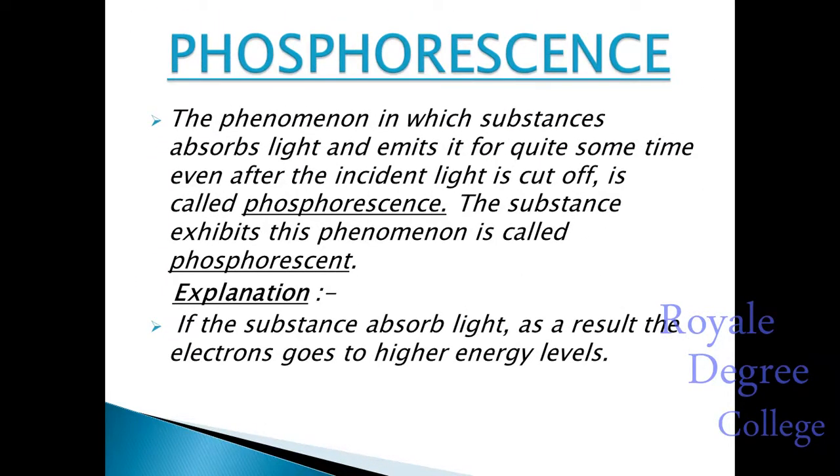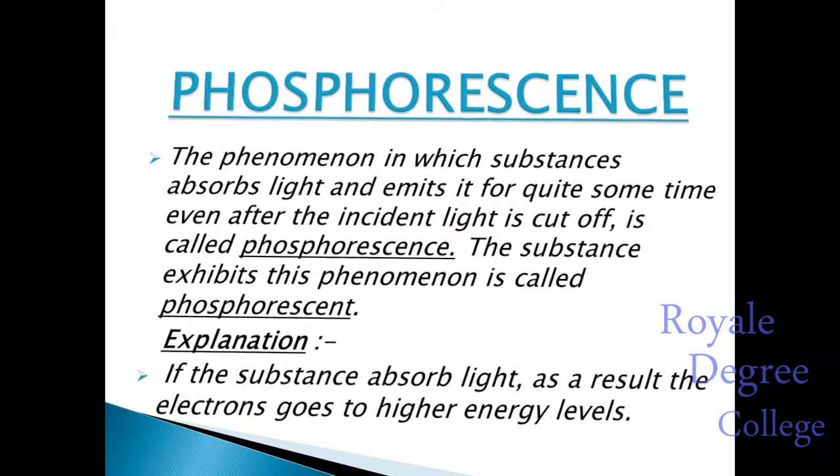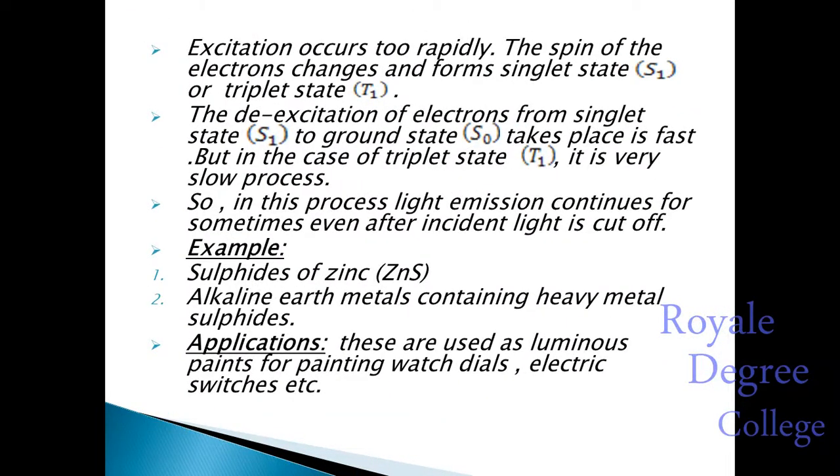Now we'll talk about phosphorescence. The phenomenon in which substances absorb light and emit it for quite some time, even after the incident light is cut off, is called phosphorescence. The substance that exhibits this phenomenon is called phosphorescent. Now we'll see the explanation. If the substance absorbs light, as a result the electron goes to higher energy levels. Excitation occurs too rapidly. The spin of the electrons changes and forms singlet state S1 or triplet state T1.